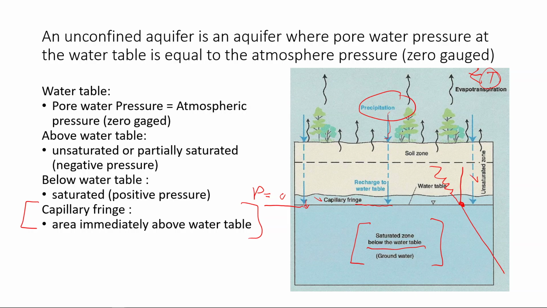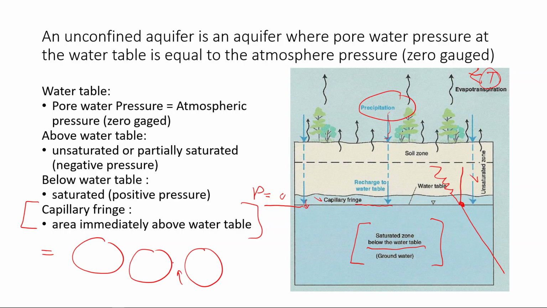The capillary fringe is the area above the water table, and this zone would be different depending on the material. For example, gravel has big particle size, so there will not be very big suction, because this suction depends on surface tension. That's how this suction occurs. If you have gravel, the capillary fringe would be maybe a few centimeters or a few millimeters.